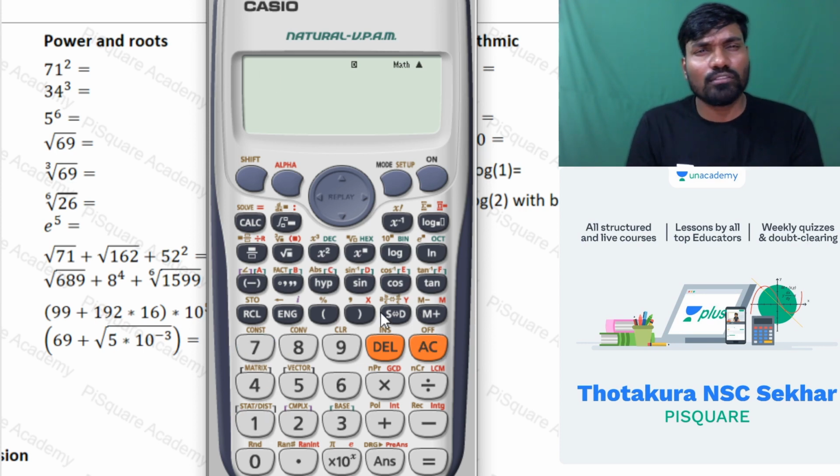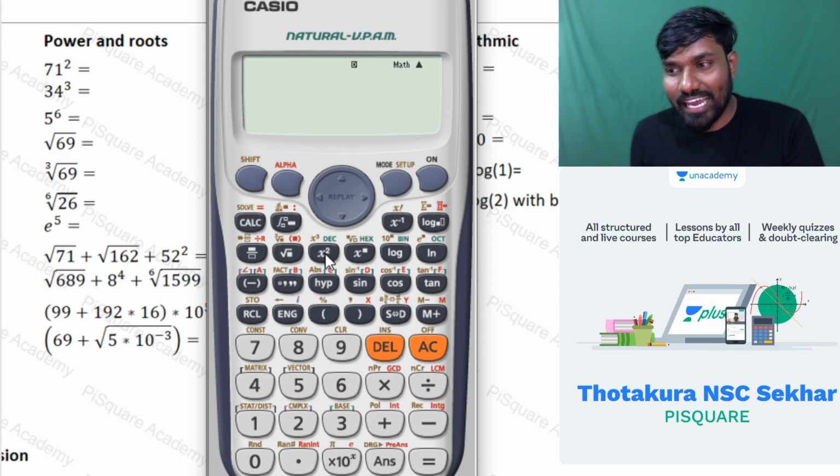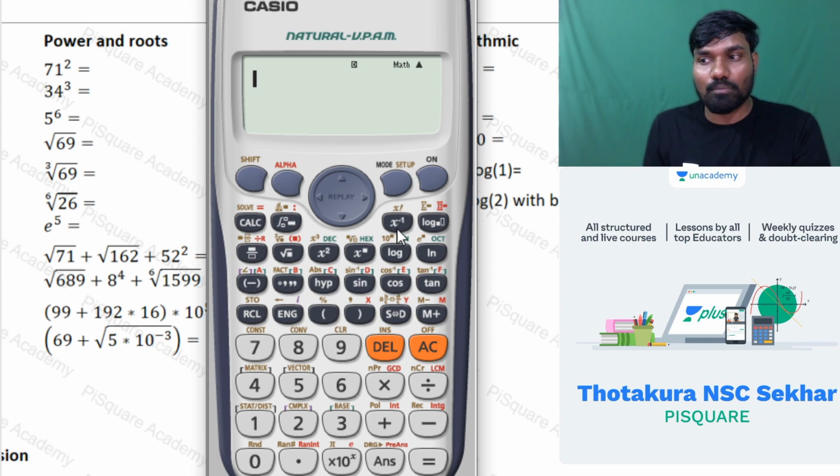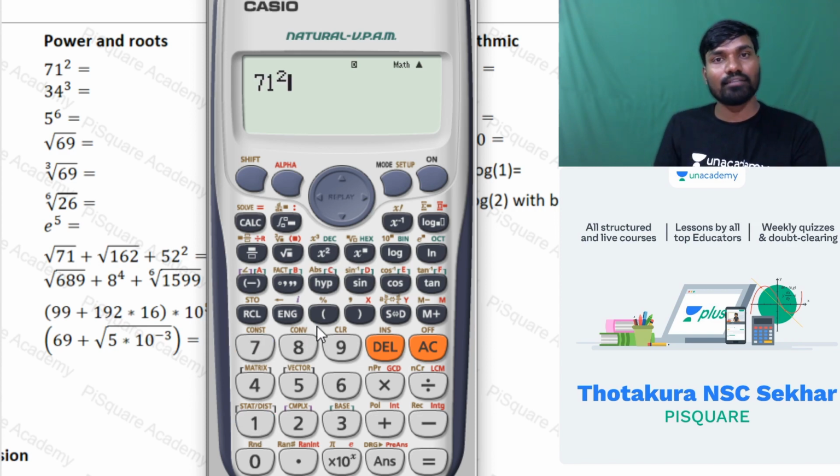The reason is very simple. Here x is there. Suppose you want to perform this operation, x inverse: 5 I'll press, then I'll hit this. 5 inverse I got. Which means x is first always. We'll enter the value of x, then we'll enter this. Suppose you want to perform a square operation: I'll enter 71 first, then I'll hit this. It will go for square. Then you go for equal to, and that's the answer.